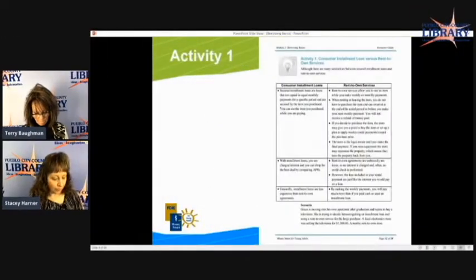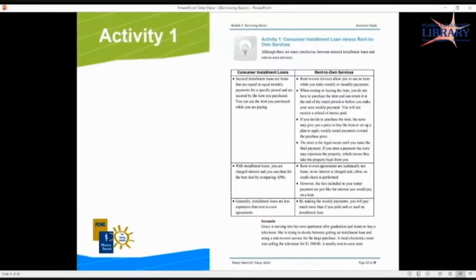Grace is moving into her own apartment after graduation and wants to buy a television. She is trying to decide between getting an installment loan and using a rent-to-own service for the larger purchase. A local electronics store was selling the television for $1,500. A nearby rent-to-own store advertised the same model for $55 every other week. After seeing the advertisement, Grace went to the rent-to-own store to get more details. The manager told Grace she would own the television in 52 payments over 2 years. Grace multiplied 55 times 52 and she got $2,860.